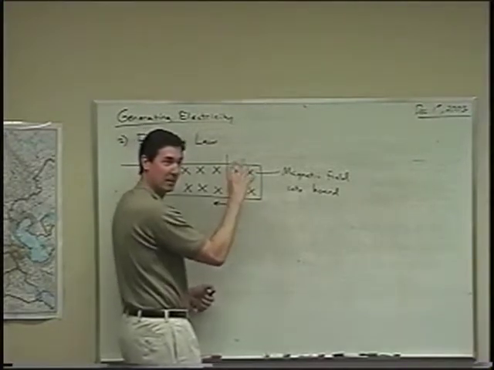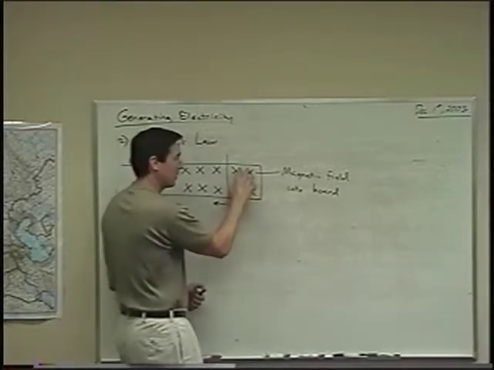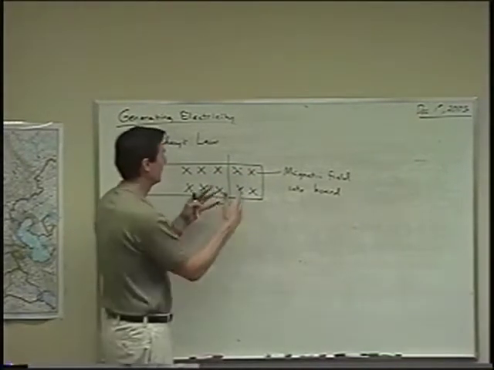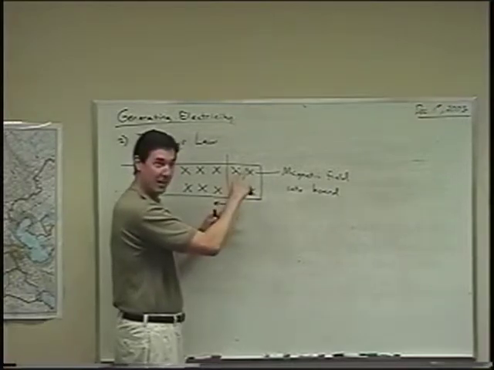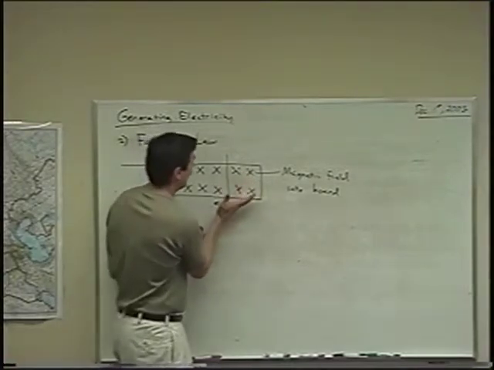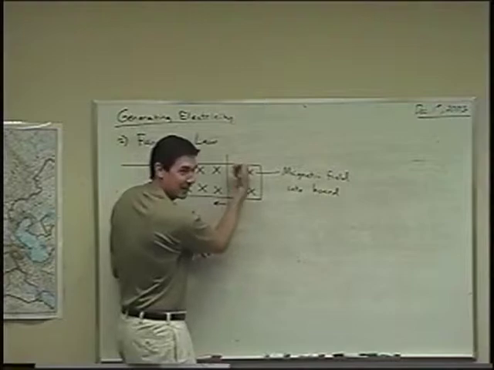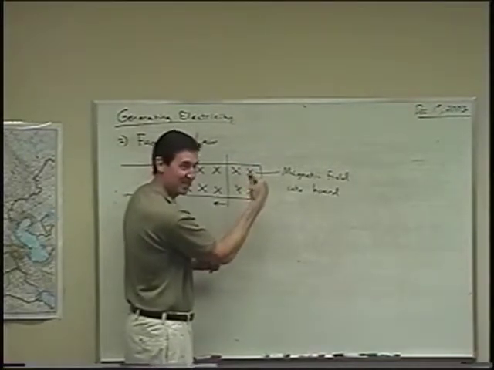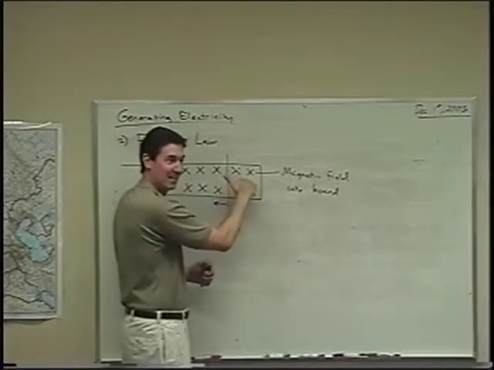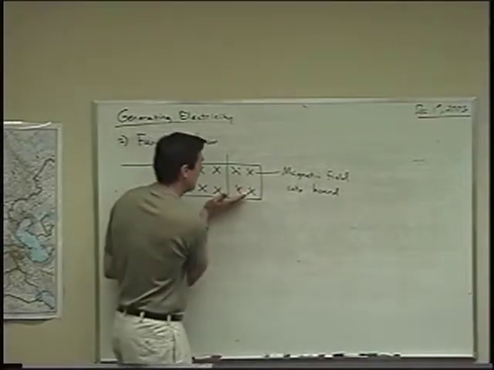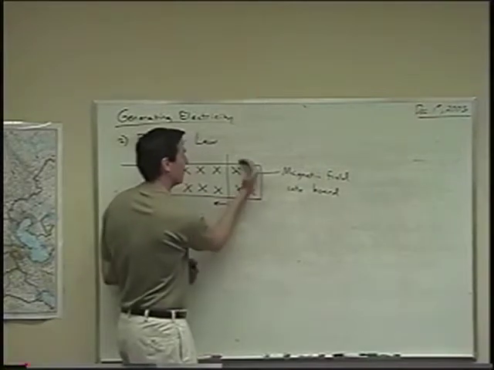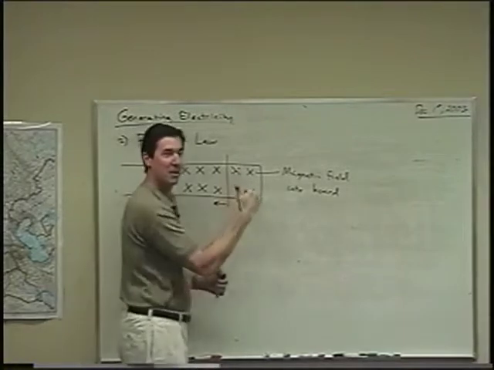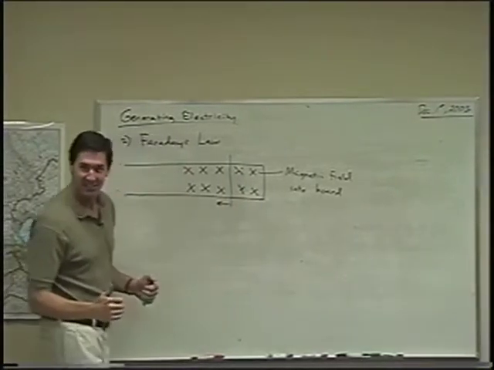Yeah, if I made this field into the board stronger, I'm changing the field to make more magnetic field lines go through this loop, okay? What's going to happen? That change in the magnetic field is going to cause a current, right? The direction of the current is going to oppose that change in the magnetic field. So since I'm making the external field stronger into the board, the current will flow counterclockwise to create a field out of the board that opposes that change.